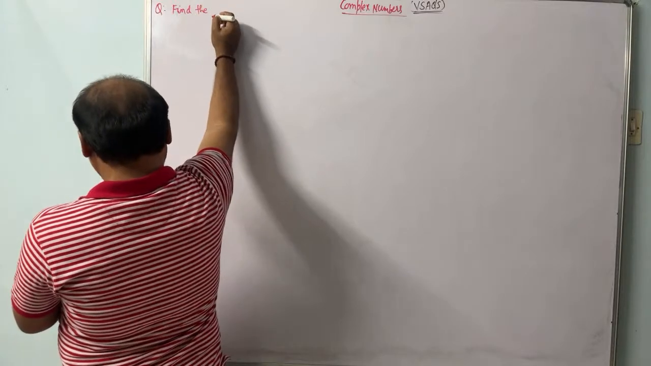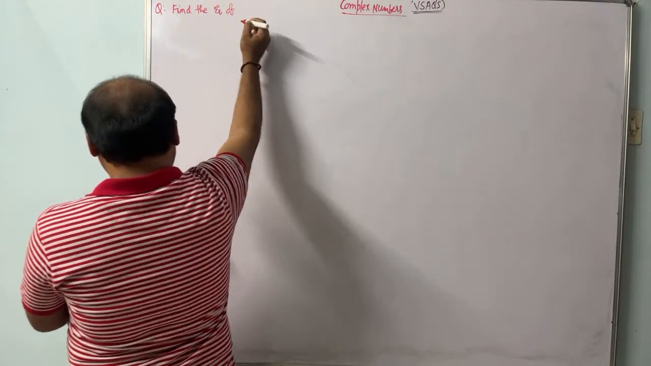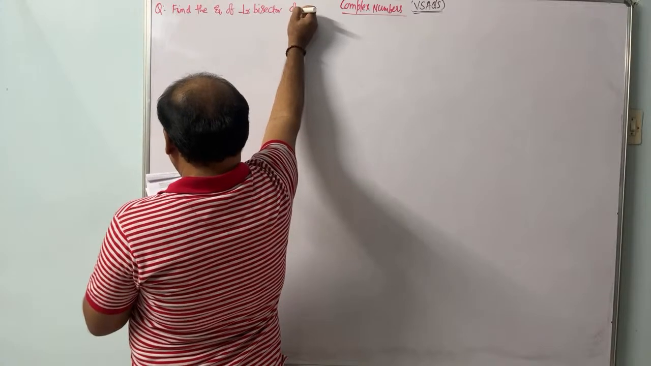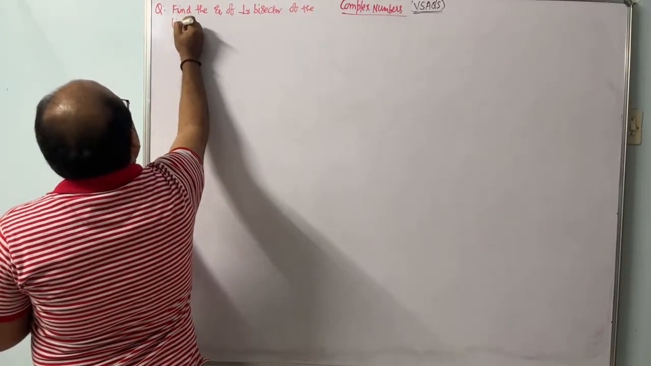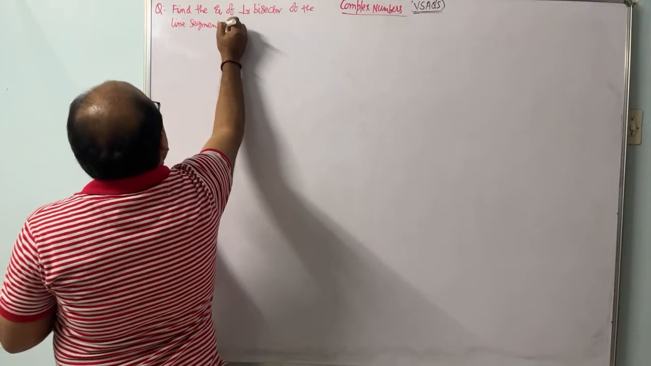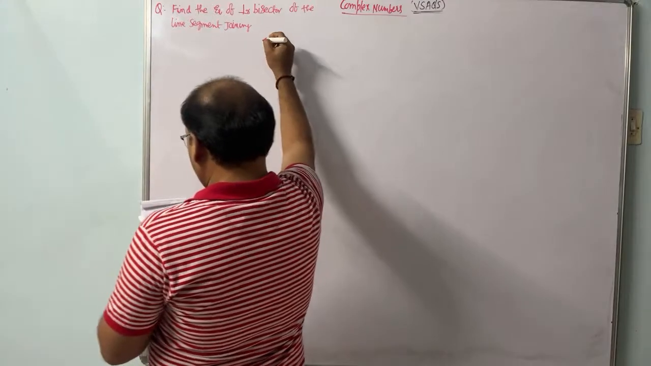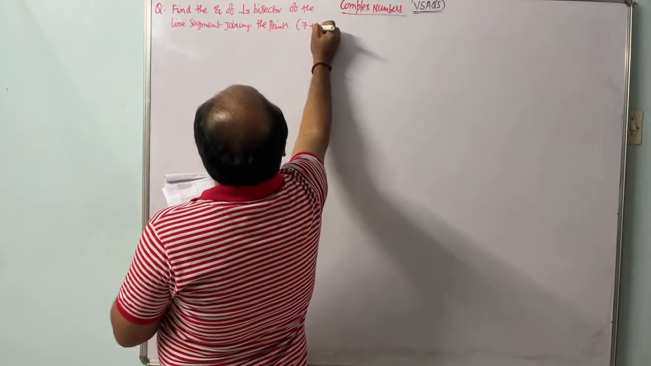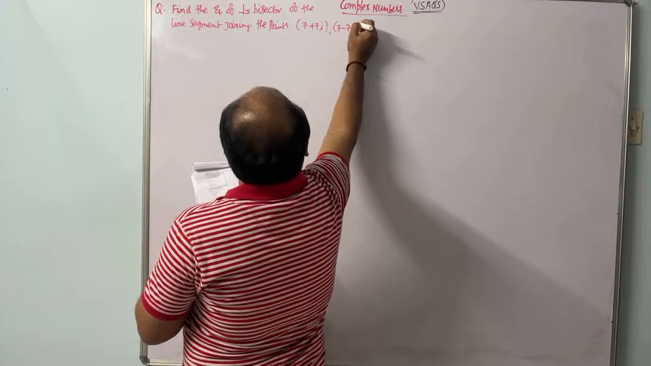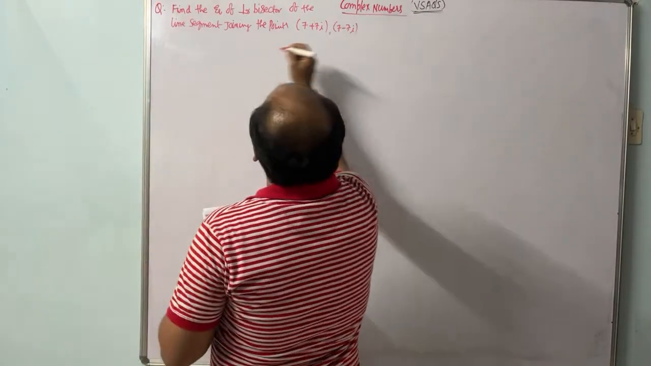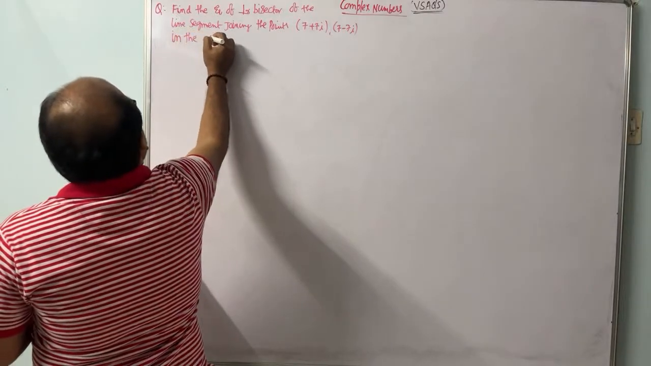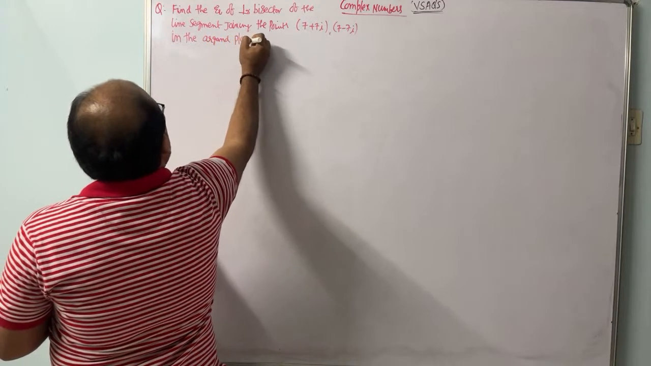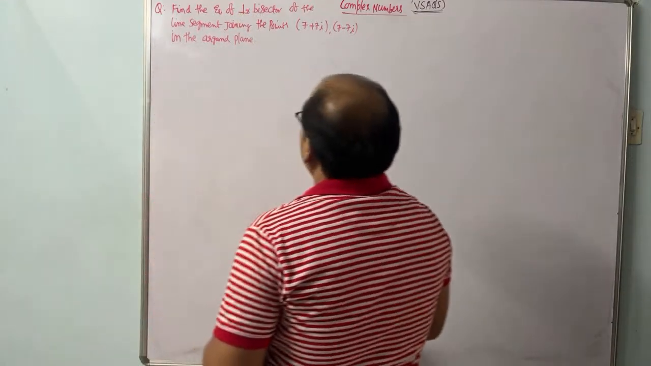Find the equation of perpendicular bisector of the line segment joining the points 7 plus 7i and 7 minus 7i in the Argand plane. That is one question.